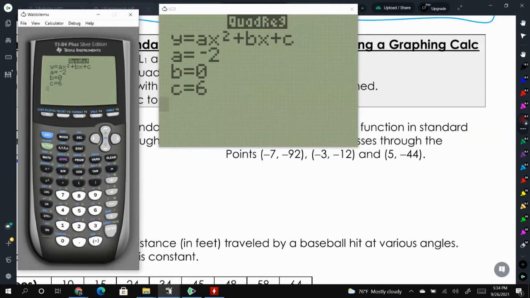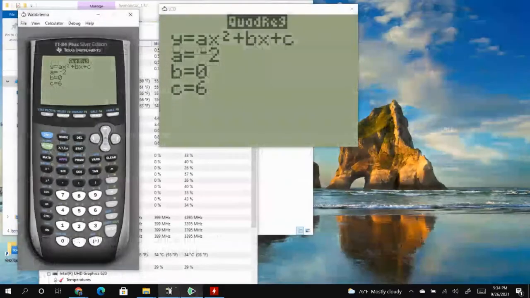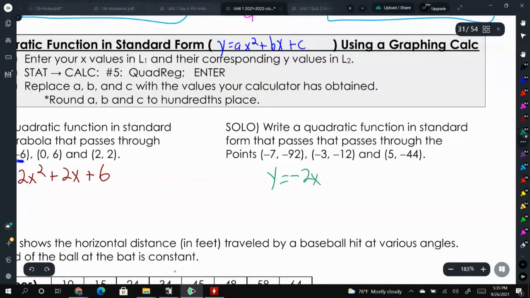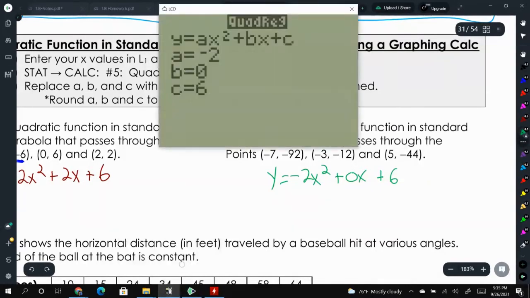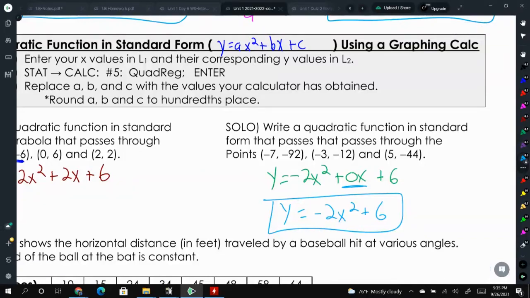And there is our equation. I'm not going to go through and check it like I did on the other one because you guys get the idea. So we have y equals negative 2x squared plus 0x plus 6. Now, we've talked about this before, that 0x, we don't need to write that. 0 times anything is just 0. So this will be our final equation.